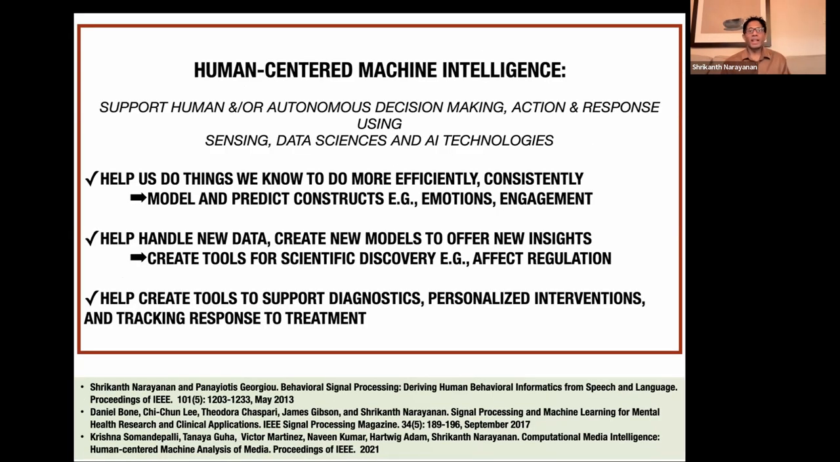In summary, I hope I conveyed that human-centered machine intelligence has a lot of possibilities. It helps us do things that we know how to do, but more efficiently, consistently, and robustly, and also helps us discover new ideas about us humans, and hopefully translate that to useful constructs for supporting diagnostics, interventions, and treatments across domains, not just in health.